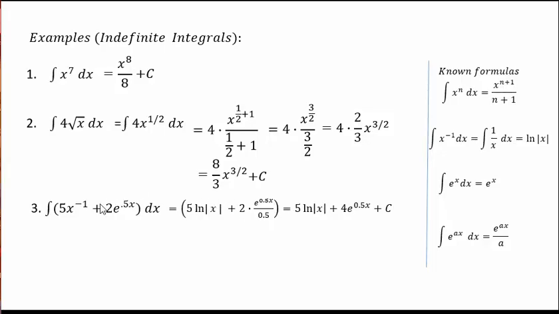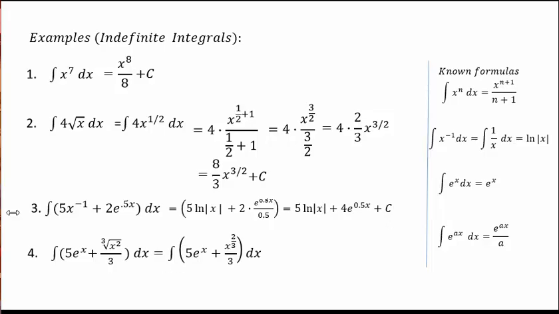For the second term, we factor out the 2 since it's a constant, and we apply rule number 4. And so we have e to the 0.5x divided by 0.5. And then we can simplify the constants to get our final answer, 5 ln x plus 4 e to the 0.5x plus our integration constant.